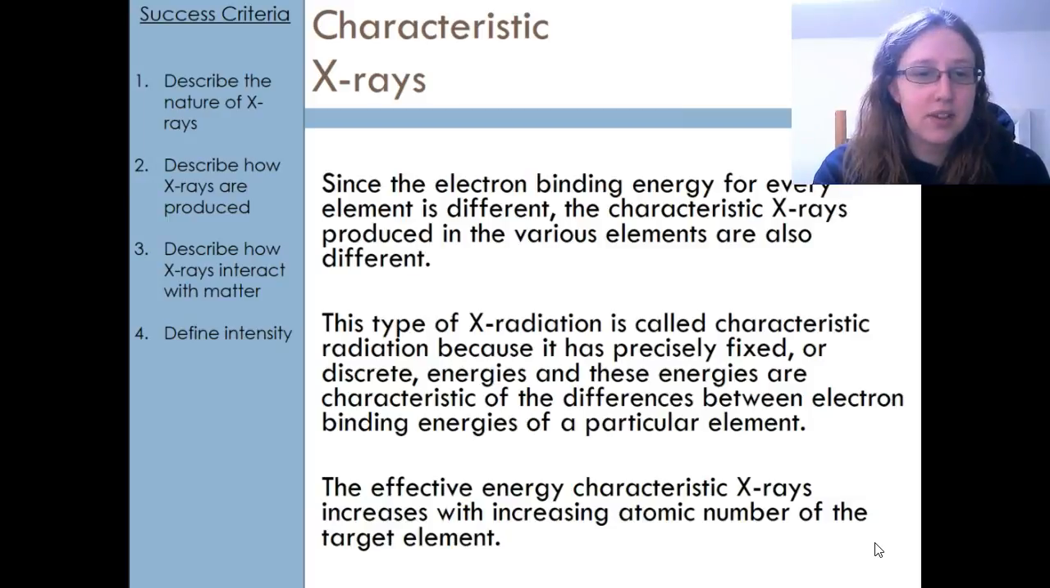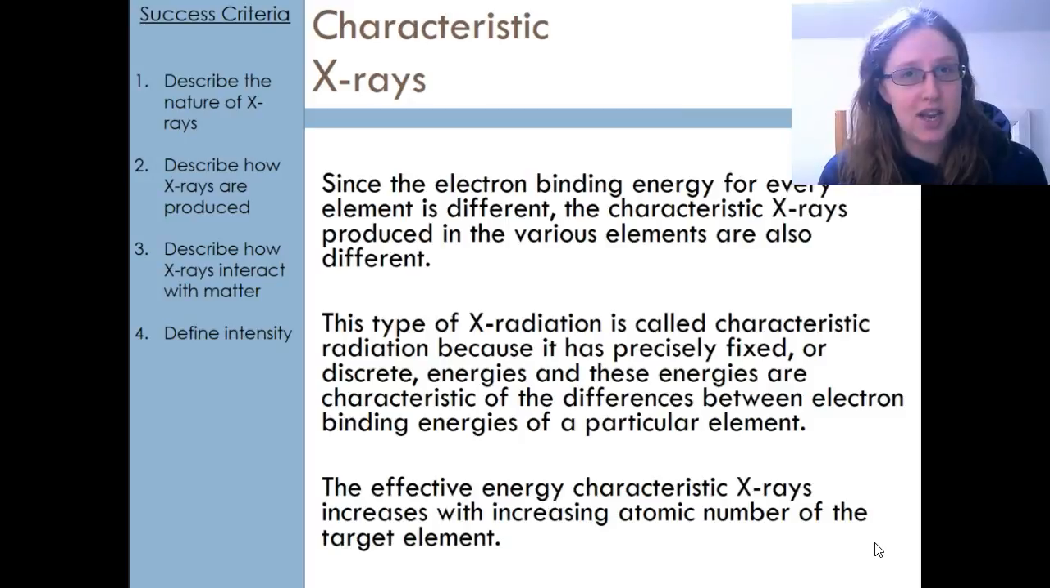As a general rule, the characteristic X-ray energy increases as you increase the atomic number of the element. So this allows me to choose how much energy my X-rays have, which can be useful because sometimes I want high energy X-rays, sometimes I want low energy X-rays.